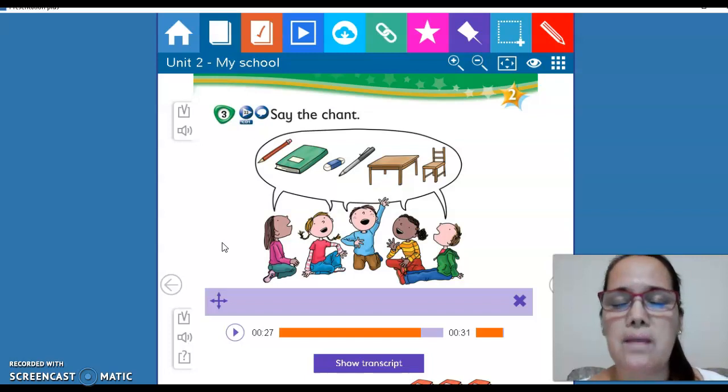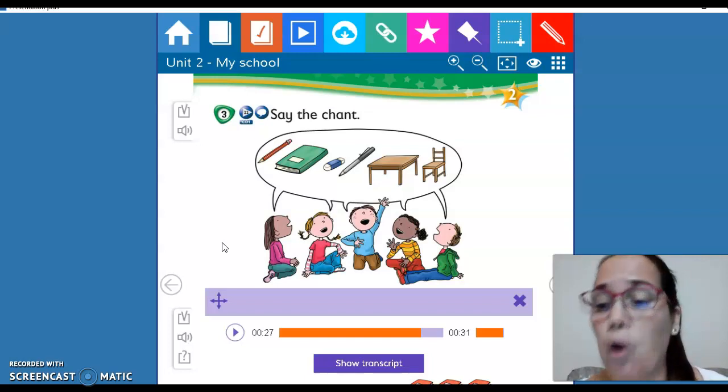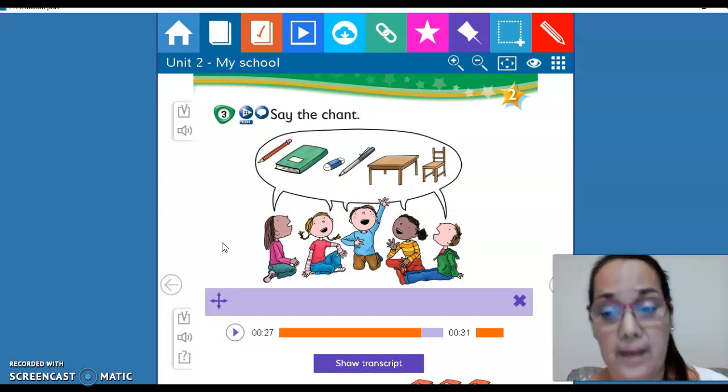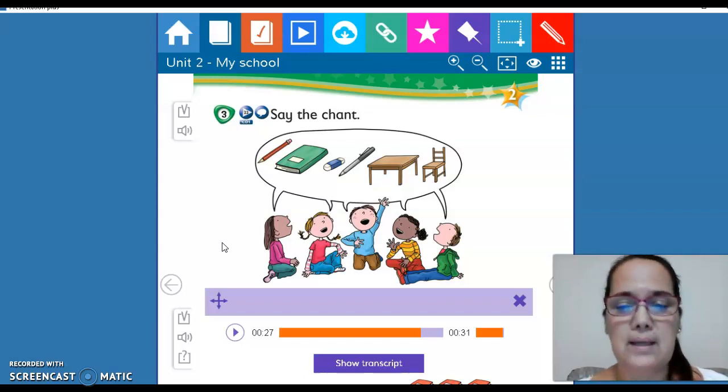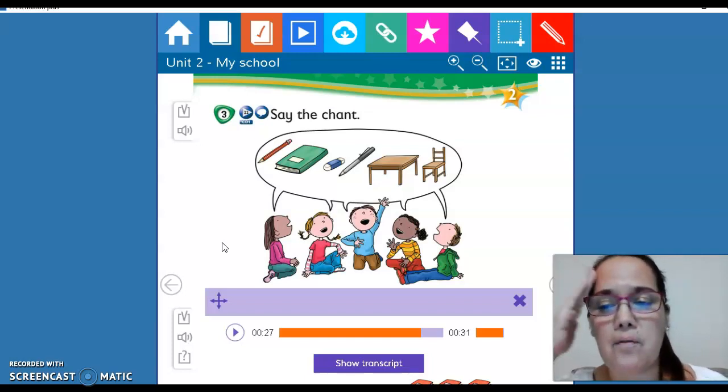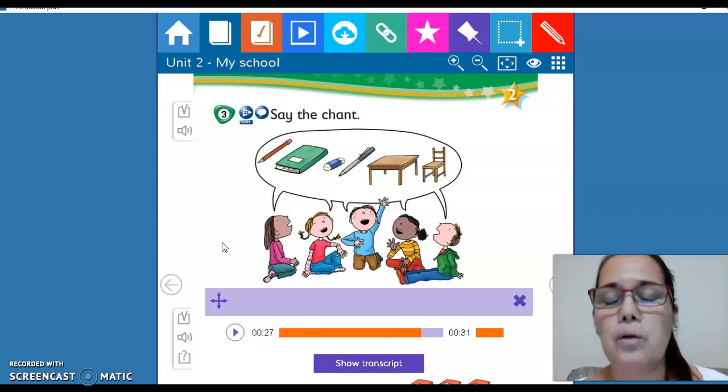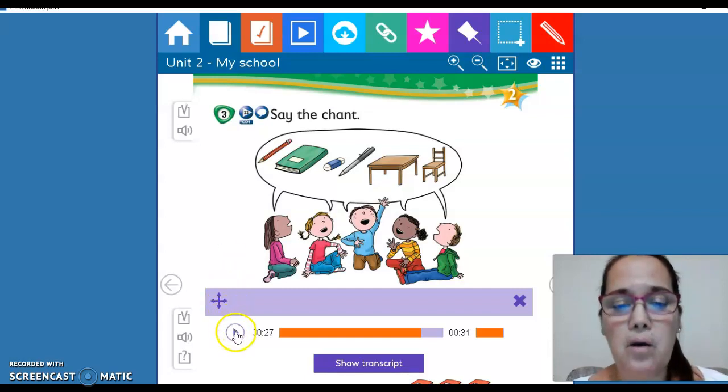You are going to say the chant, but you have to close your eyes. Okay? Close your eyes and try to remember the chant. You are going to say the chant with your eyes closed. Ready? Okay. 1, 2, Pupil's Book, 3, page 11. 3. Say the chant.